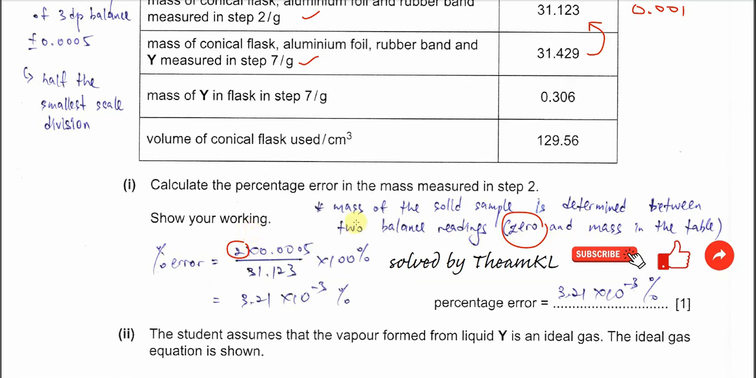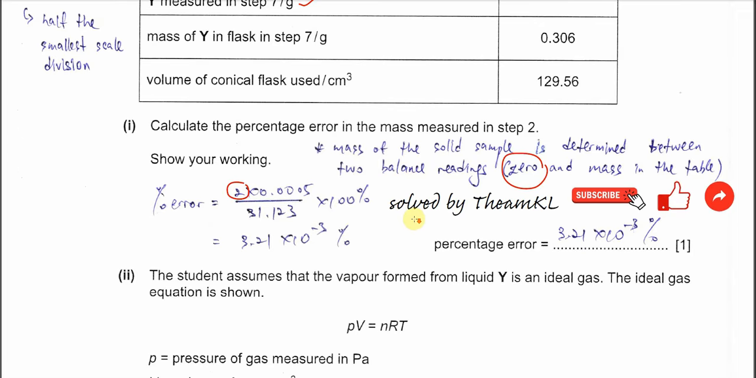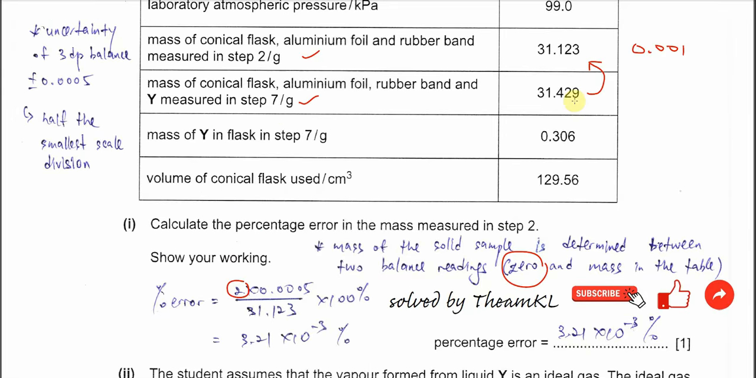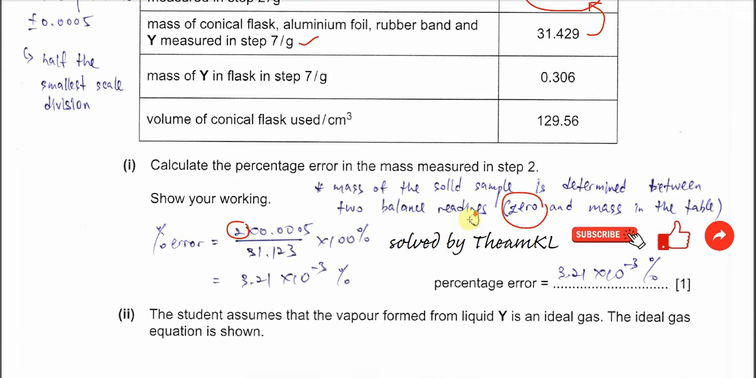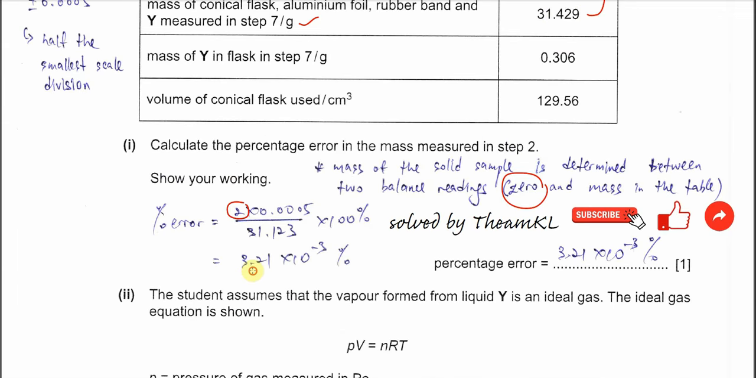So just remember, any mass reading for a solid sample or any sample that we measure most likely involves 2 readings. So that's why we get 2 times 0.0005 over this mass, right? This is the step 2, 31.123, times 100%. So that's why you get this 3.21 times 10 to the power of negative 3.